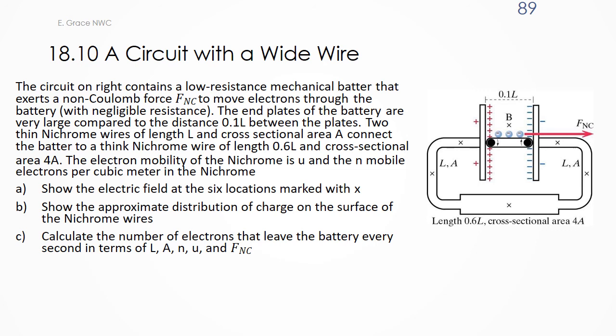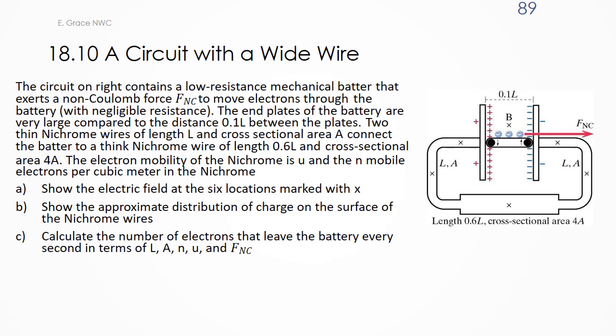The circuit on the right contains a low resistance mechanical battery that exerts a non-Coulomb force Fnc to move electrons through the battery with negligible resistance. The end plates of the battery are very large compared to the distance 0.1 L between the plates. Two thin nichrome wires of length L and cross-sectional area A connect the battery to a thin nichrome wire of length 0.6 L and cross-sectional area 4A.